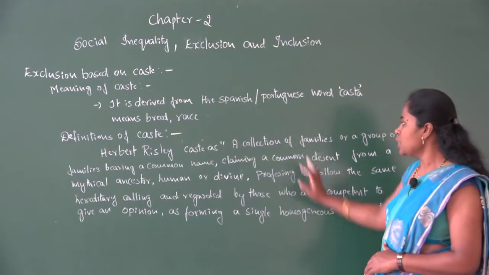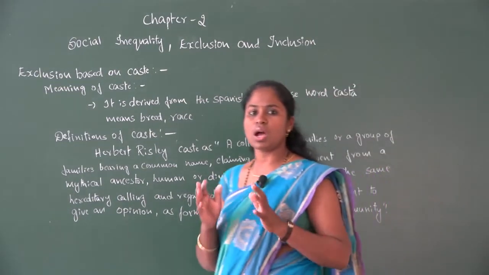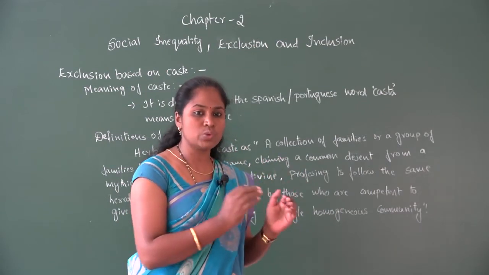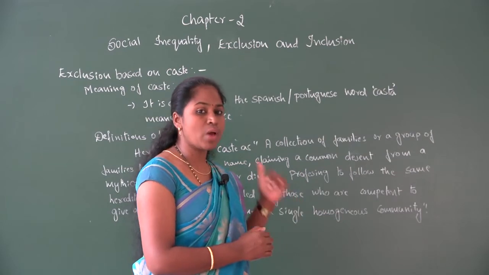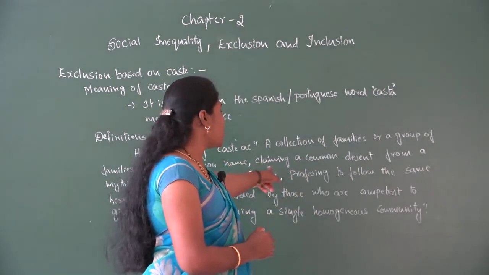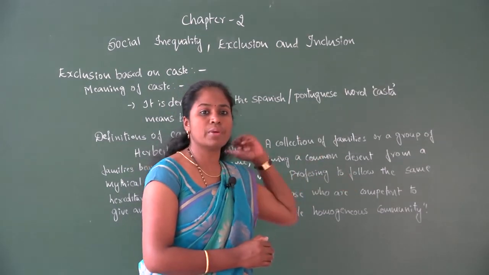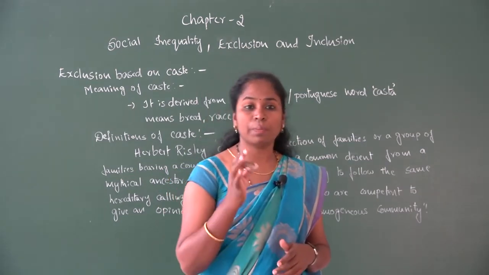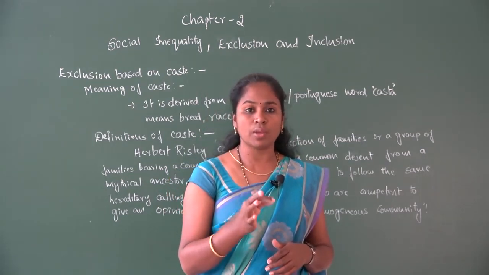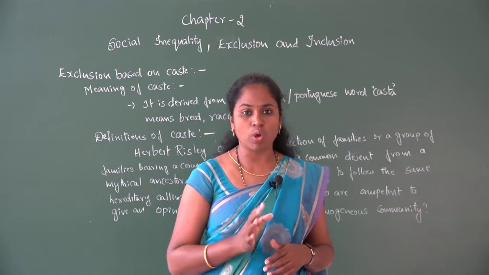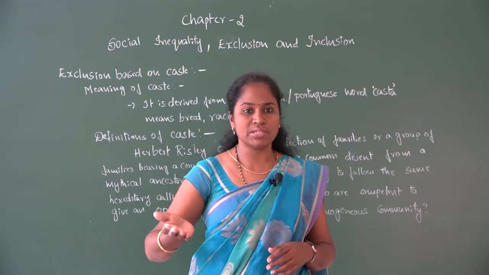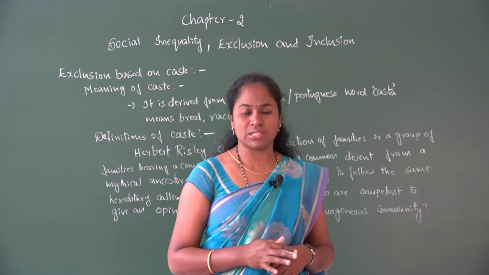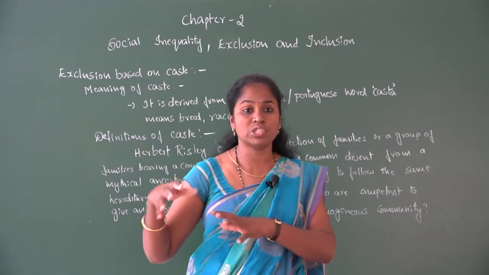So it means a collection of families. The caste system is a group of families in Indian society who have a common name. They claim a common descent from a mythical ancestor, and they follow the common profession; the occupation is the same. From heredity, the occupation which they have got, they follow the same occupation. If a father is doing some business, even the son will do the business. If a father is a priest, even the son will become a priest.